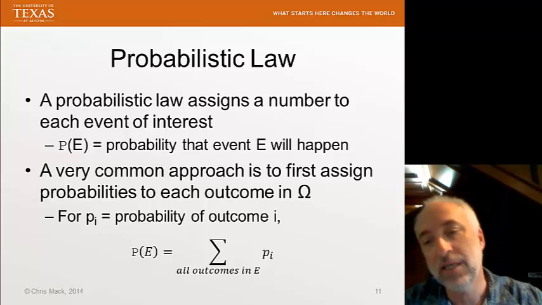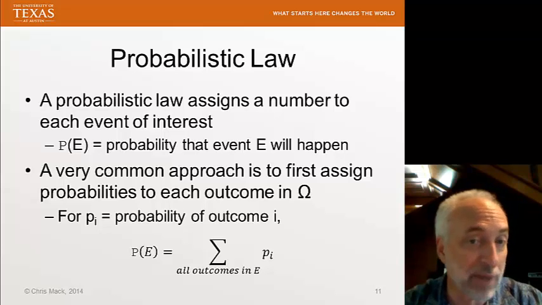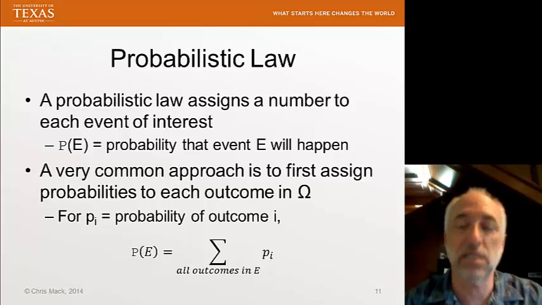I'll talk about the additive axiom in a moment. But the whole idea of a probabilistic law is we have some event and we simply assign a number that says this is the probability.